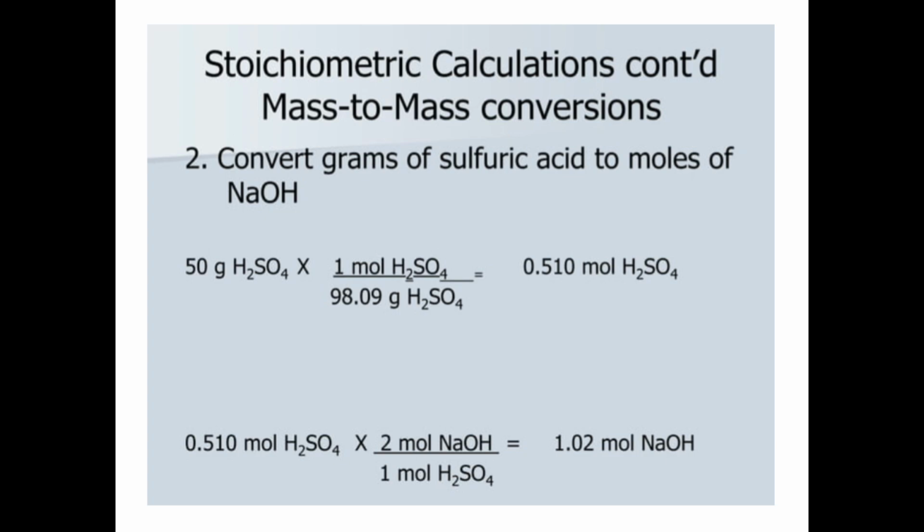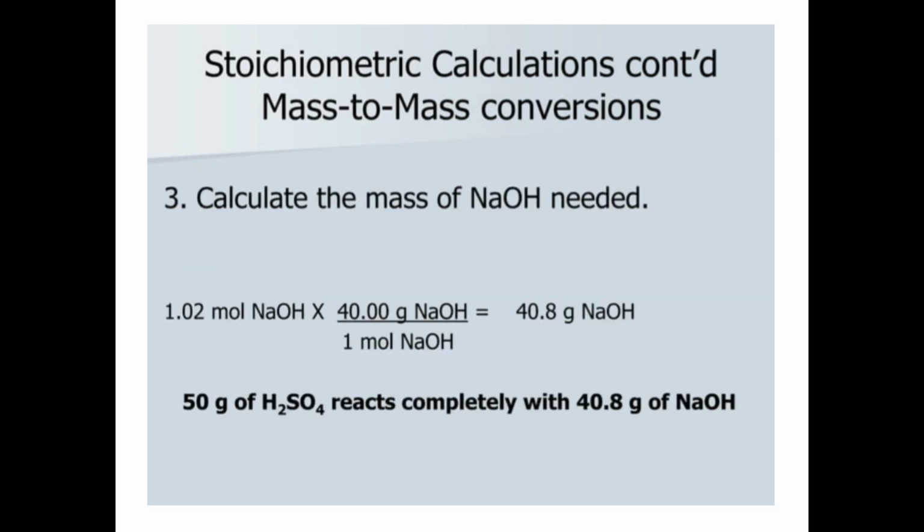Now the last step is to convert the mole of that unknown that we have gotten back to mass by multiplying by molar mass. So we multiply by the molar mass of NaOH, which is 40. So you are going to have 1.02 multiplied by 40, and that is 40.8 gram of NaOH. Therefore, 50 gram of H2SO4 reacts completely with 40.8 gram of NaOH.